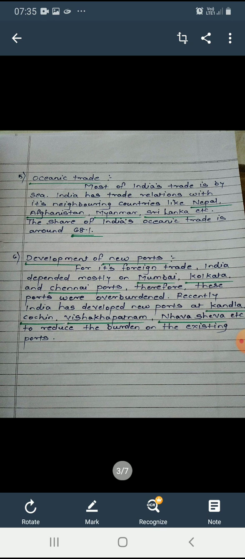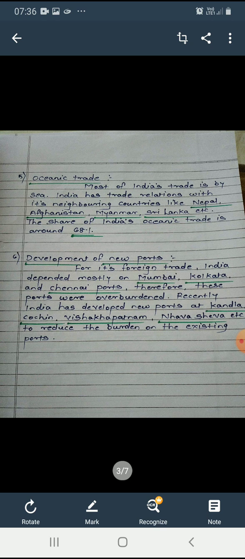So here in this point, in oceanic trade, most of India's trade is by sea. Countries like India have trade relations with neighboring countries like Nepal, Afghanistan, Myanmar, Sri Lanka, etc.